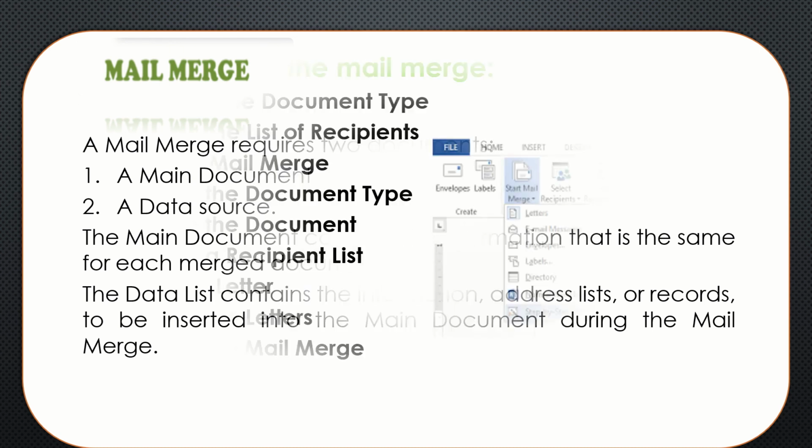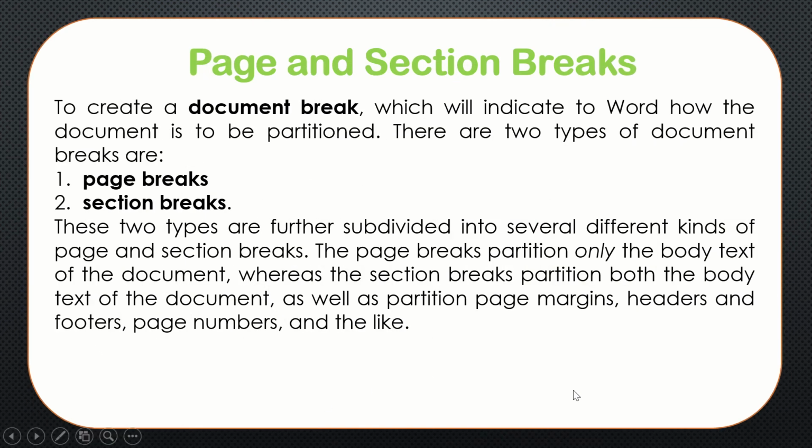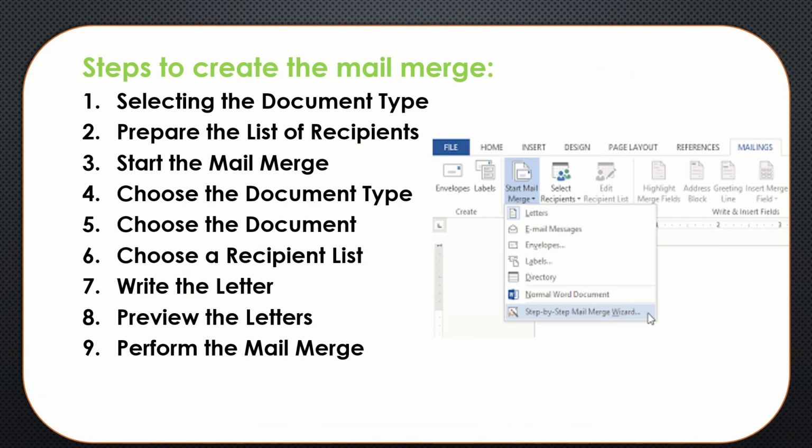So let's start. These are the steps that we have to follow for mail merging. First of all, we will select the document type, then prepare the list of the recipients, start the mail merging, choose the document type, choose the documents, choose a recipient list. This recipient list we will be choosing from the options you will get there. Write the letter, preview the letters, and perform the mail merging. So let's see the steps that we are going to do for the mail merging.